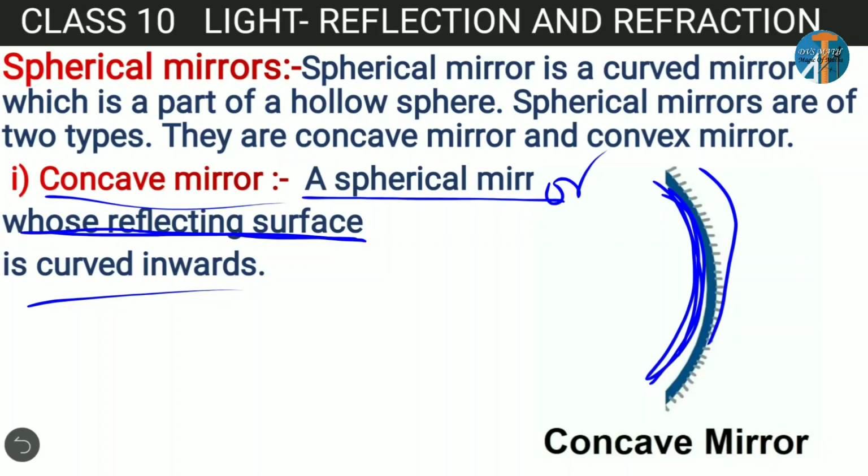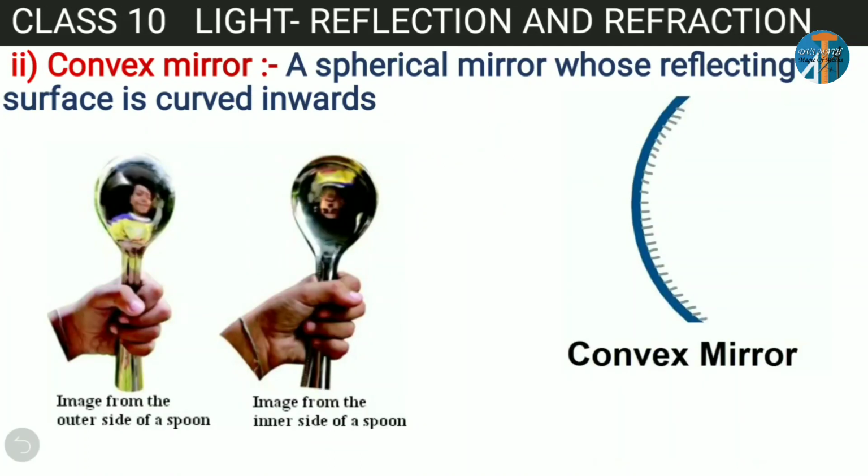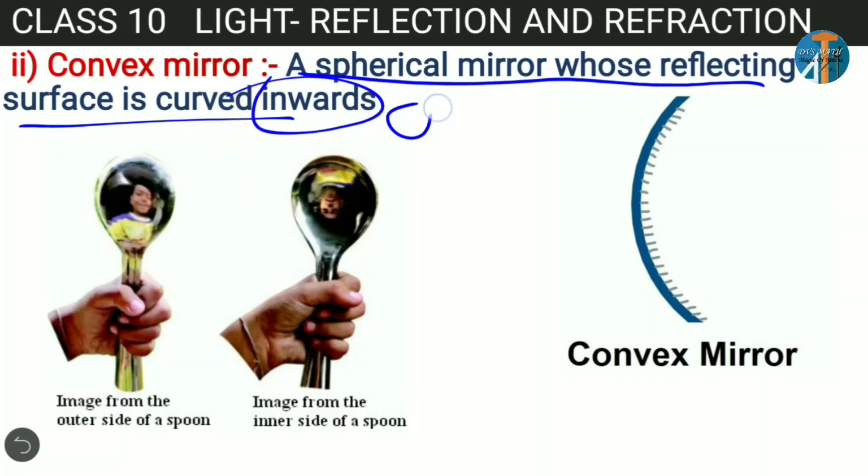This is the first type of spherical mirror. Second one is the convex mirror. A spherical mirror whose reflecting surface is curved outwards. Sorry, this one is outwards. Make it outwards. Curved outwards. So a spherical mirror whose reflecting surface is curved outwards.